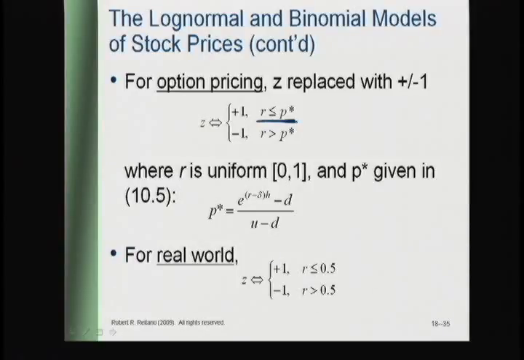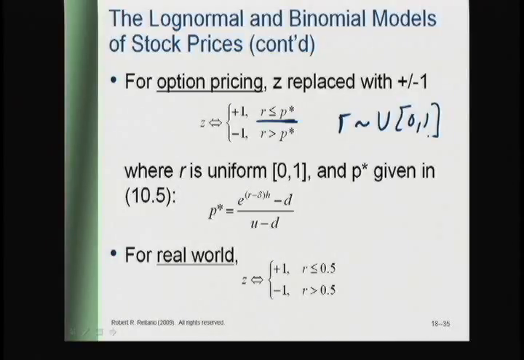In other words, you could think about that Z becomes 1 if we drew r as uniform (0, 1). So you could imagine that if we were building a binomial model and we wanted to know, at this node, do I go up or do I go down? A simple way to do it is to draw a uniformly distributed random variable between 0 and 1. And if that uniform variable is smaller than p star, the risk-neutral probability, we go up. We use a plus 1. If it's bigger than p star, we go down. We use a minus 1.